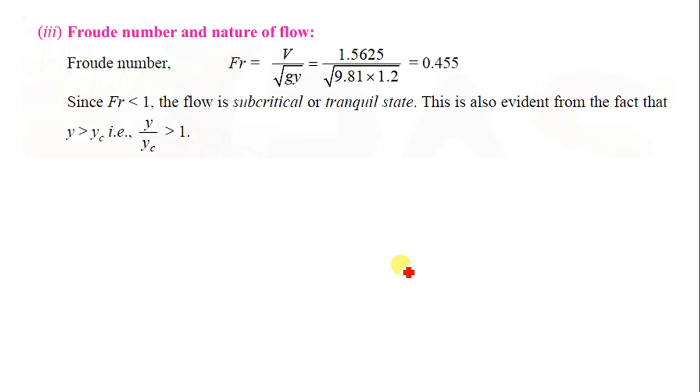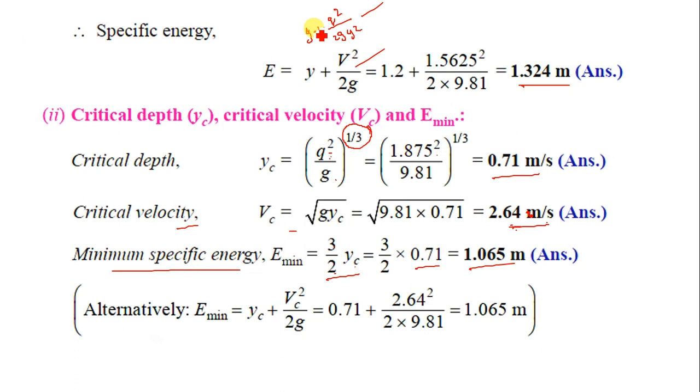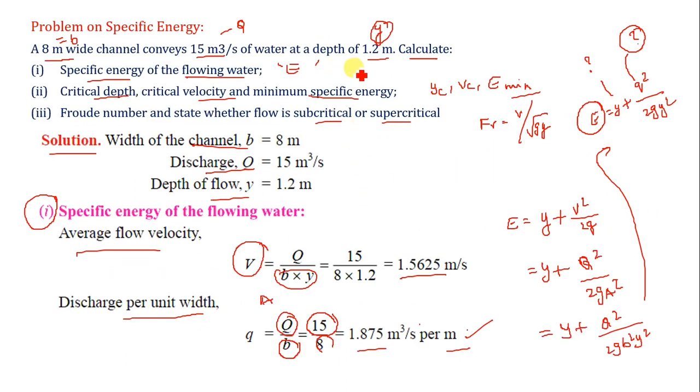Now the third one, what is the third one? You need to find the Froude number and classify the flow. Here there is a chance that you make a mistake. You know that the Froude number is equal to 1 for critical flow, but here the depth is 1.2. Let me show you here. What is the critical depth of the flow? 0.71 meter. What is the actual depth of the flow? 1.2. See here from the question, the depth of the flow is 1.2, the depth of water is 1.2.